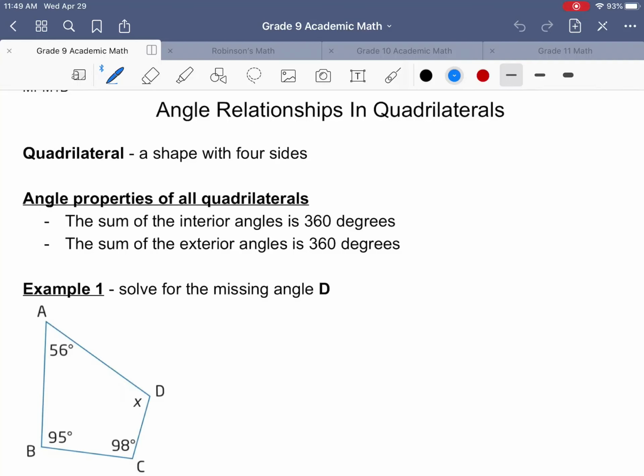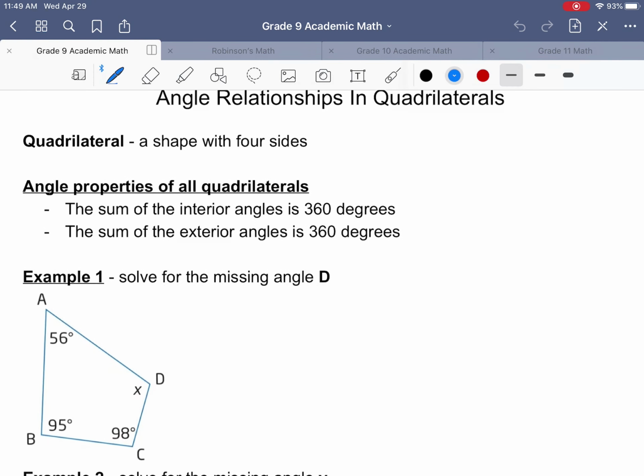Angle relationships in quadrilaterals. Just as a reminder, a quadrilateral is a shape that has four sides, and we have two specific angle properties of all quadrilaterals. The sum of the interior angles is 360 degrees, and the sum of the exterior angles is 360 degrees. So we can use these two angle properties to solve for missing angles or unknown angles in any quadrilateral.